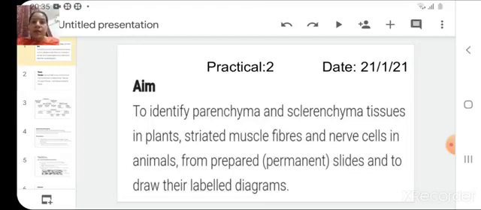So let us begin. First of all you will write the date, 21st January, and the aim of the experiment will be to identify parenchyma and sclerenchyma tissues in plants, striated muscle fibers and nerve cells in animals from prepared permanent slides and to draw their labeled diagrams. So that will be your aim of the experiment. You will write the entire aim as it is, although in the first session we will discuss only plant tissues, that is parenchyma and sclerenchyma.